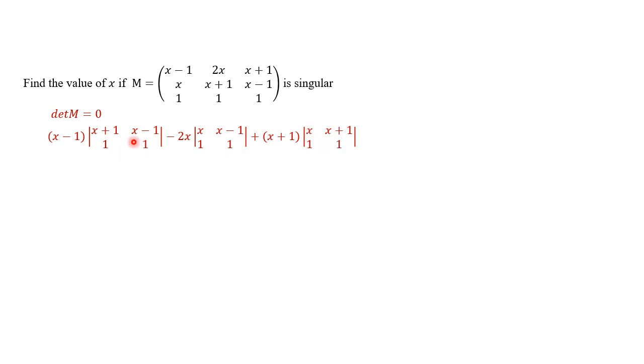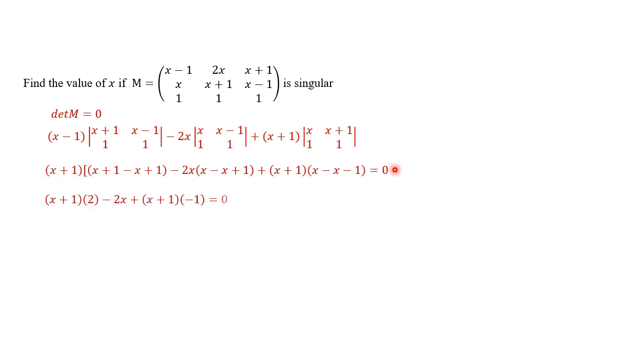Then we are going to find the determinants, and multiply: minus 2x, we find the determinant and multiply with minus 2x, then x plus 1, also find the determinant and multiply. Alright, so this will give us this result here, and we equate to 0. Then if you simplify, we are going to be left with this expression: 2x plus 2 minus 2x minus x minus 1 is equal to 0. So x is equal to 1.